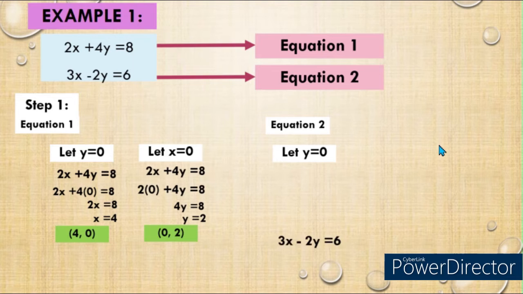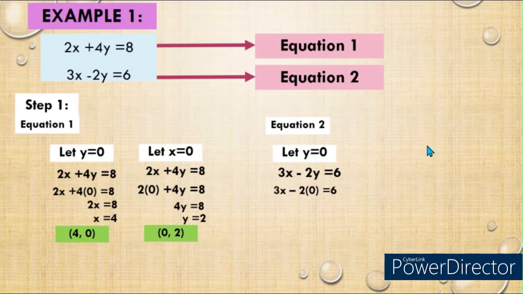So we have 3x minus 2y is equal to 6. So 3x minus 2 times 0 is equal to 6. So maiwan na lang ay 3x is equal to 6. So divide natin both sides by 3. So we have 3x divided by 3 is equal to x, and 6 divided by 3 is equal to 2. So ang x value natin ngayon ay 2 and our y value is equal to 0. So our ordered pair is 2 and 0.